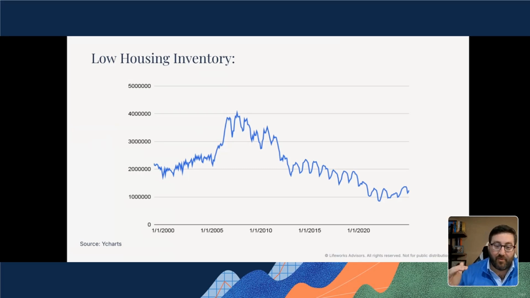But this inventory number is going to be very important to a conversation we're going to have later in terms of demographics. So remember how historically low this is, because it's going to have some pretty big impacts. This has been one of the big drivers of value, just a pure supply and demand equation. So we have little supply and a lot of demand, which means values go up.